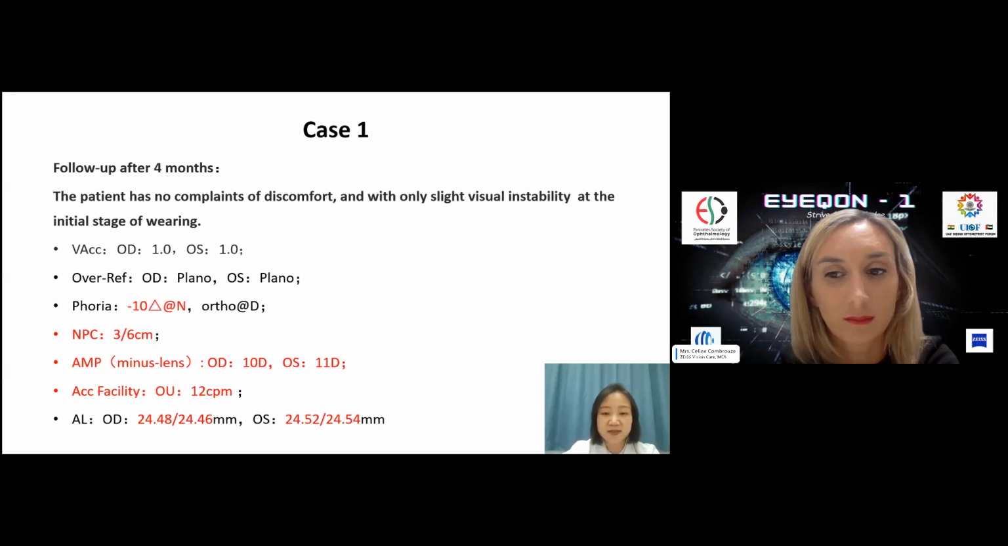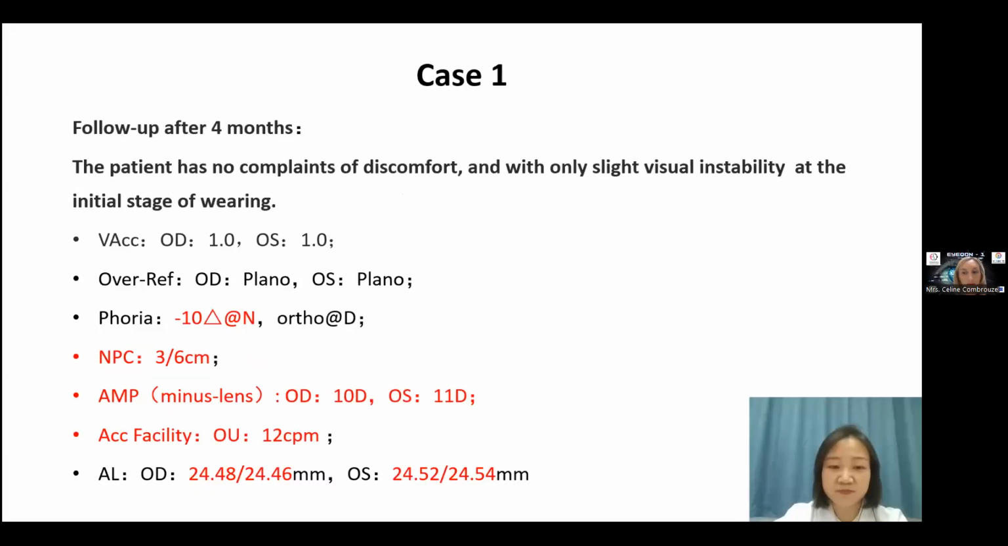However, there was a significant improvement in the near point of convergence. It was 3 and 6 centimeters, in the normal range. The accommodative function examination showed that after vision therapy, the patient's accommodative amplitude in both eyes approached normal levels, and there was a significant improvement in accommodative flexibility.